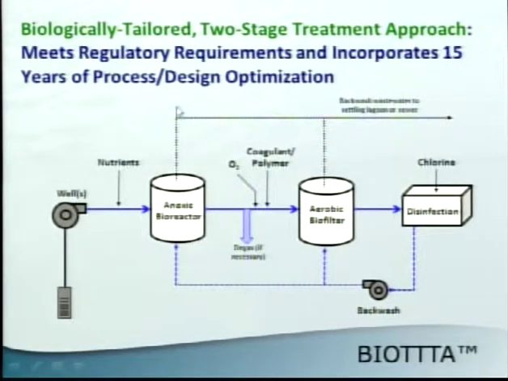It's just a two-stage system, so if I could draw a control volume around it, the BIOTTTA process includes the addition of your acetic acid or phosphoric acid up front. It goes into your anoxic bioreactor where you remove nitrate, perchlorate, other things, and I'll show some data on mixed contaminant groundwaters.